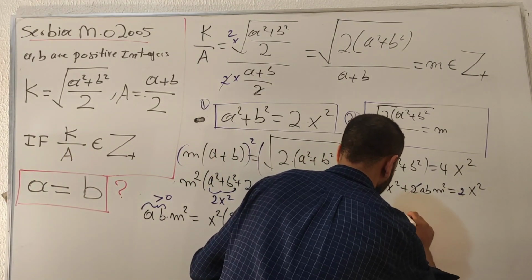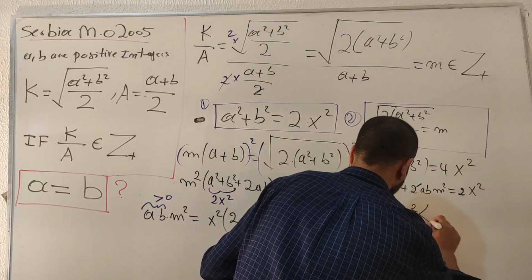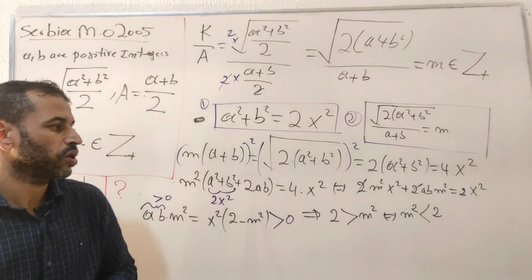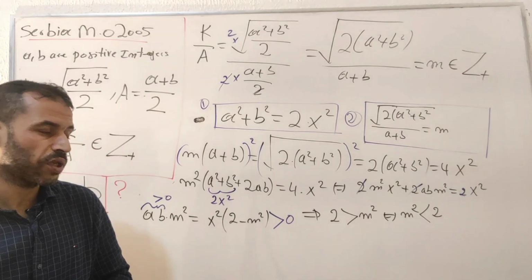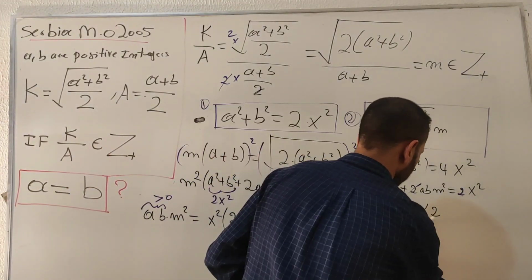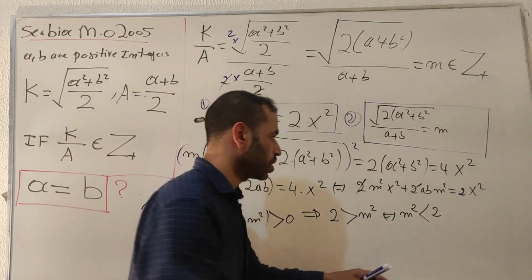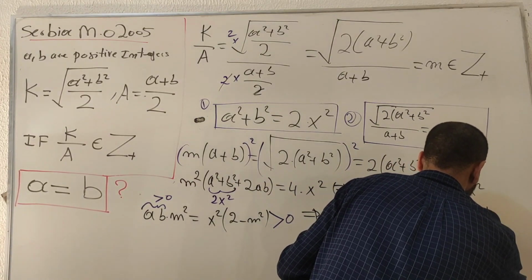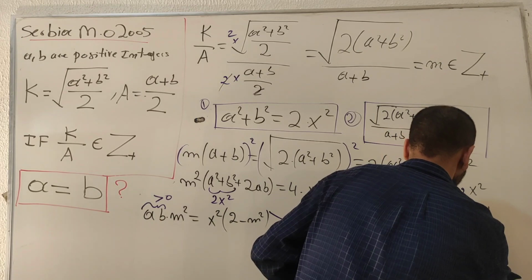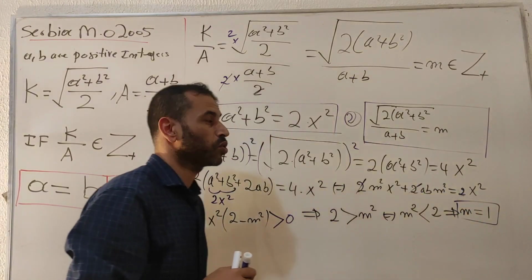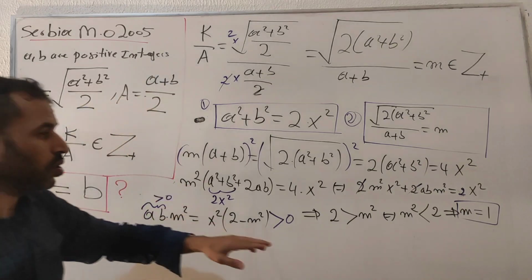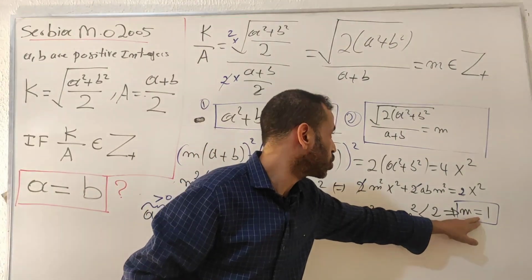So let's flip this inequality. I get here m squared is strictly less than 2. Since m squared is a positive integer and we have this strict inequality, this one is telling us m must equal 1. It is not 0 because we are dealing with positive integers, not including 0 here. So we found the value of m, which equals 1.